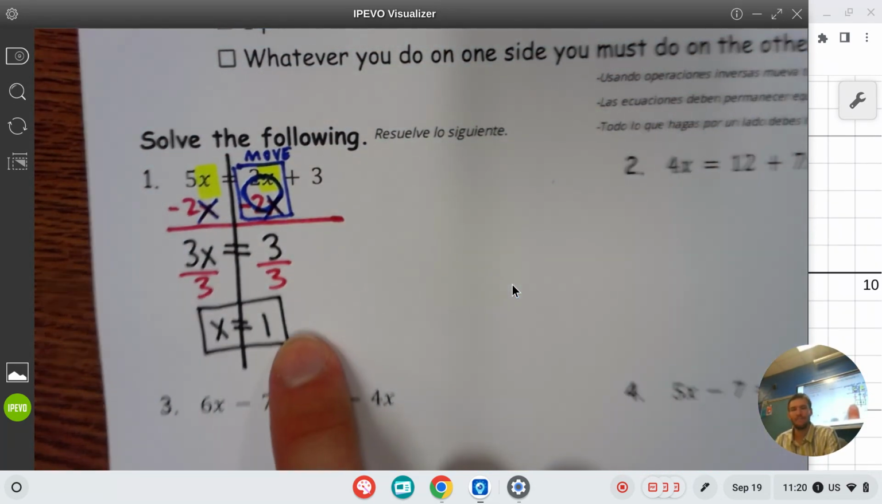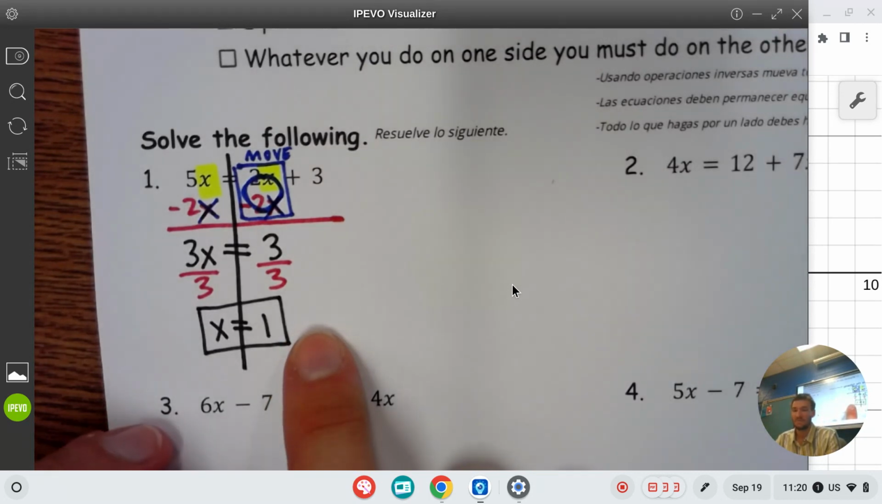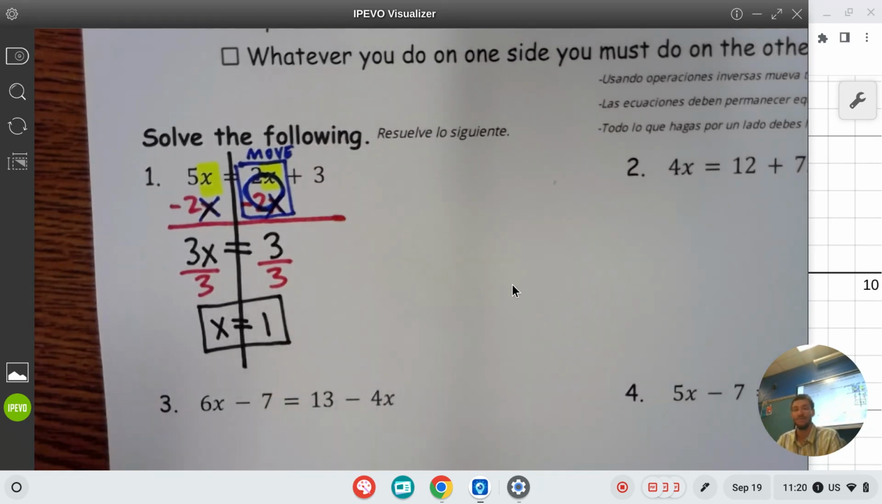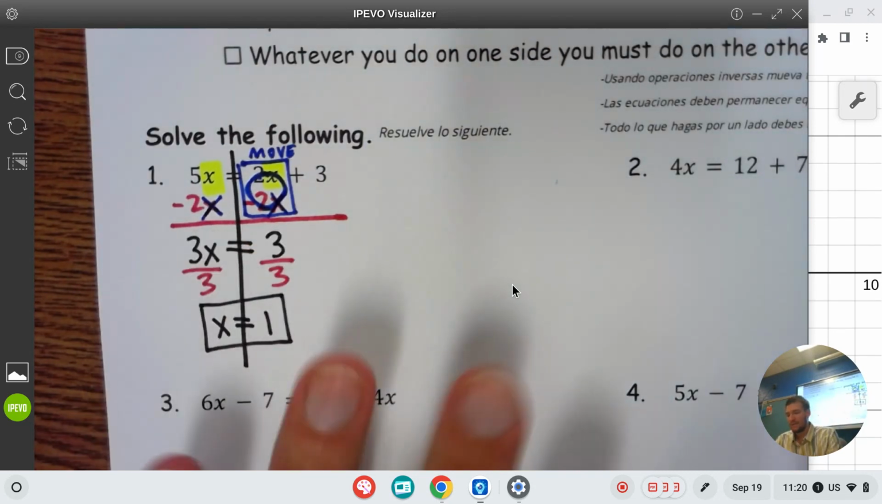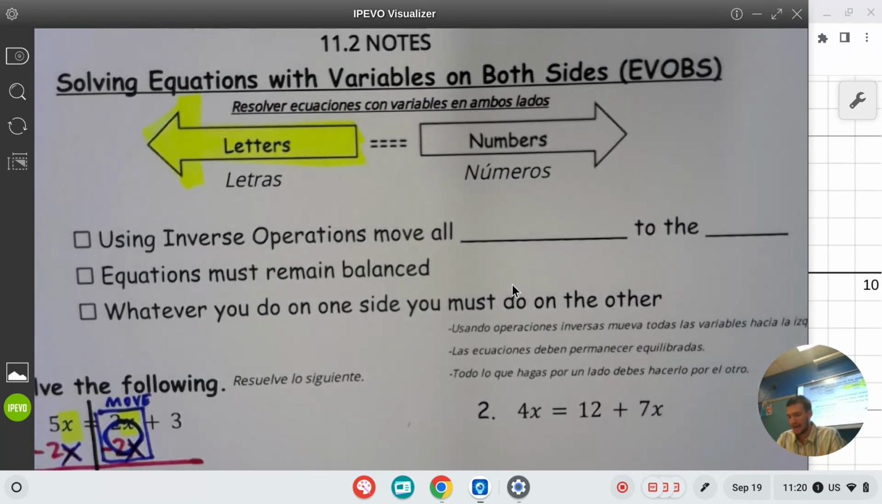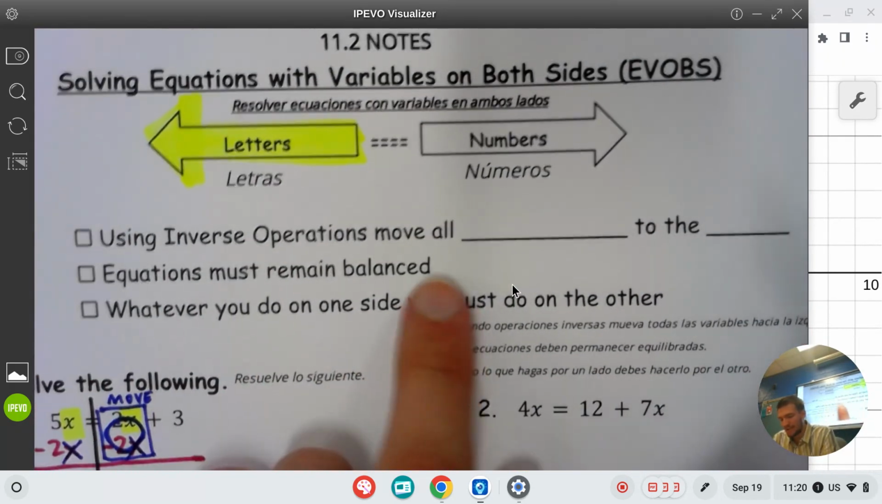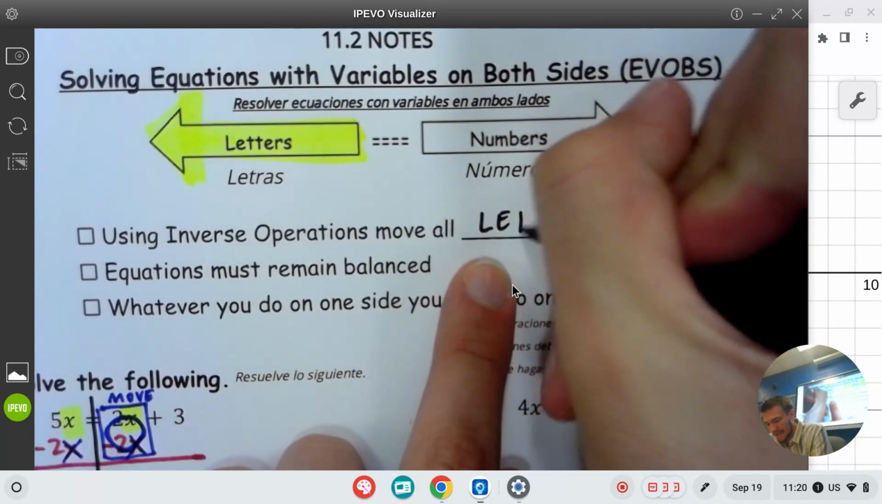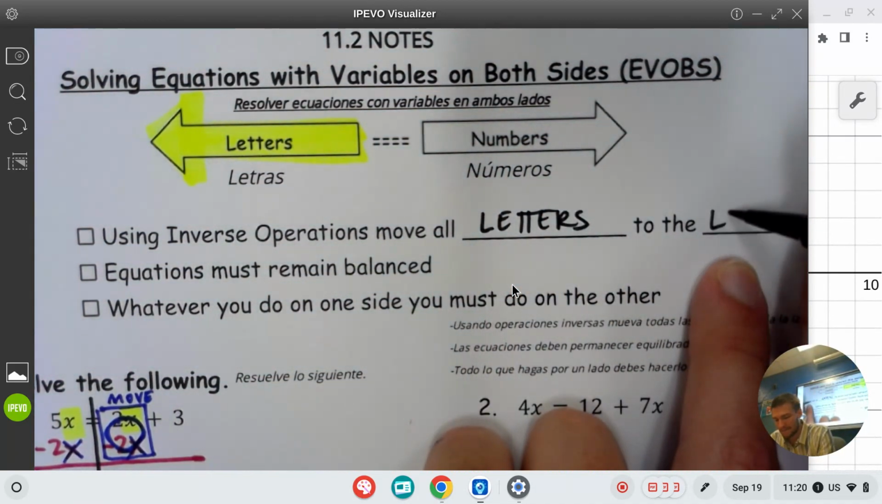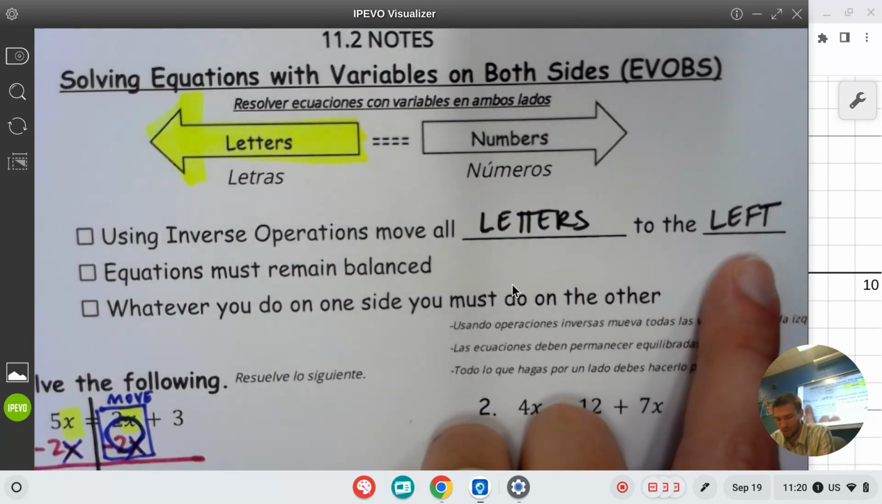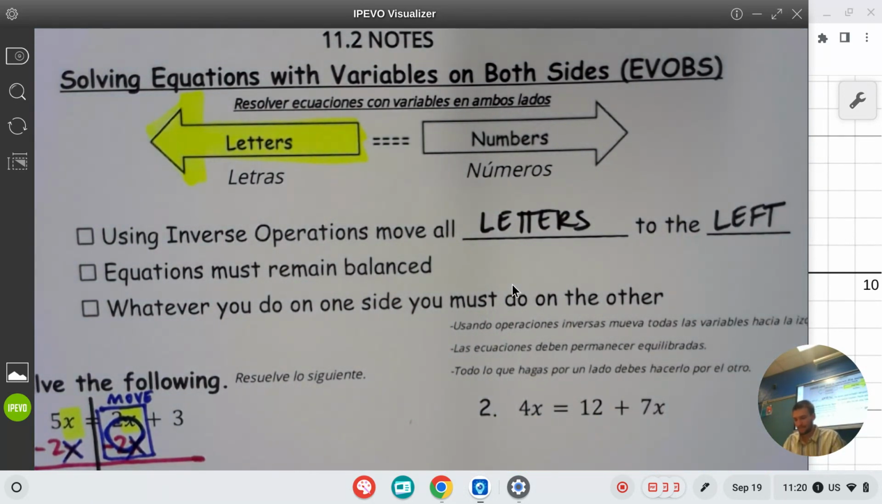I don't expect number 1 to be difficult really at all, okay? It's almost the same exact process as yesterday, except for we have some x's there, okay? Now, just to fill in our notes at the top, using inverse operations, we're going to move all letters to the left. Okay? That's our goal. Letters going to the left.